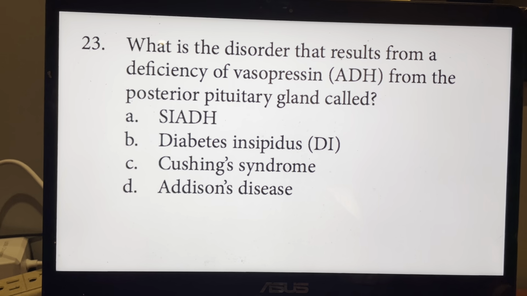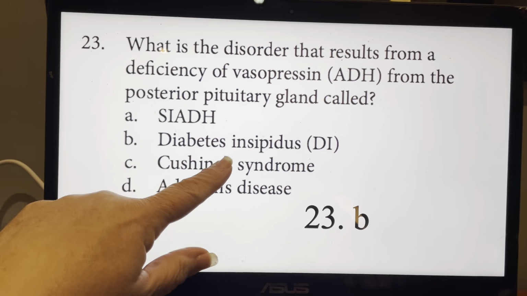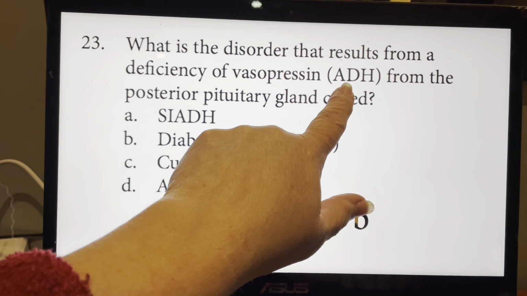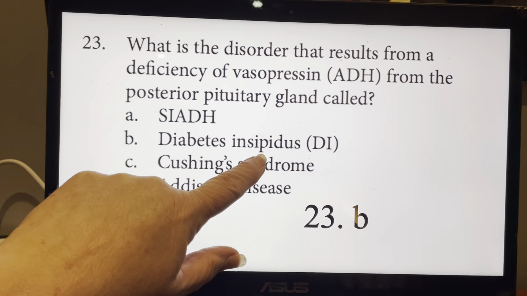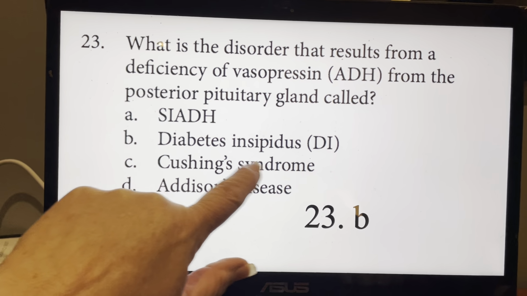What is the disorder that results from a deficiency of vasopressin, ADH, from the posterior pituitary? I just told you a second ago. Diabetes insipidus. They don't have enough anti-diuretic hormone. So everything they drink goes through them. So with diabetes insipidus, you need to give them a sip. We're giving them a sip all the time.